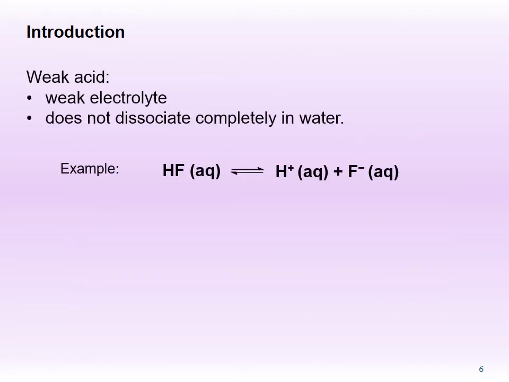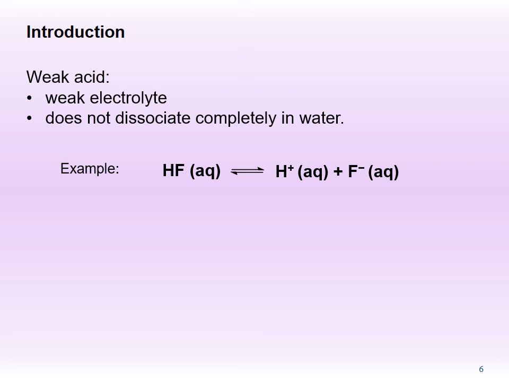What are weak acids? A weak acid is a weak electrolyte. That is, it does not dissociate completely in water. In other words, it only partially dissociates in water. The example shown here is that of hydrofluoric acid. It is split apart by water to form H plus cation and fluoride anion in aqueous solution.